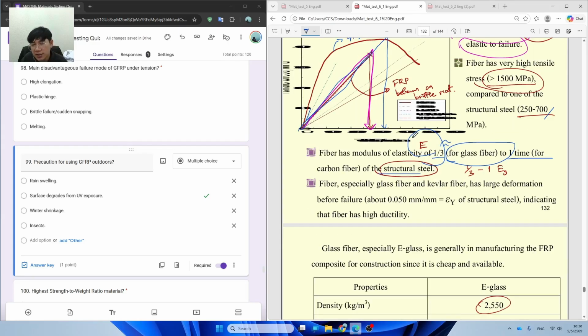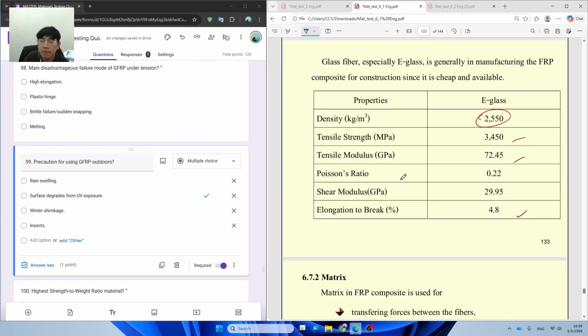The interesting thing about this material is its modulus of elasticity. It's about 1/3 of glass fibers and about equal in numbers compared to structural steel. But if we compare with aluminum, you can see that aluminum is about 3 times less than structural steel. But the FRP composite is almost similar for the modulus of elasticity.